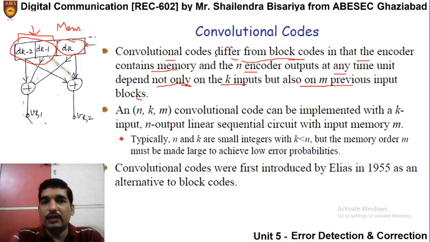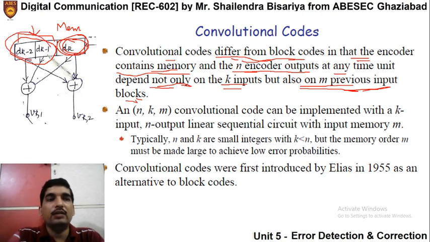That is why it is written that convolution code differs from the block codes in that the encoder contains memory. Why? Because the n encoder output at any time unit depends not only on the k input bits, but also on m previous input blocks, right? So this is the difference between convolution code and the block code.